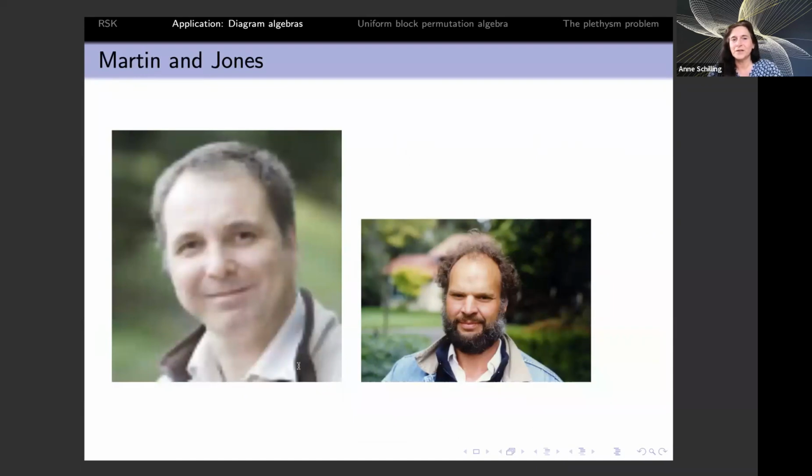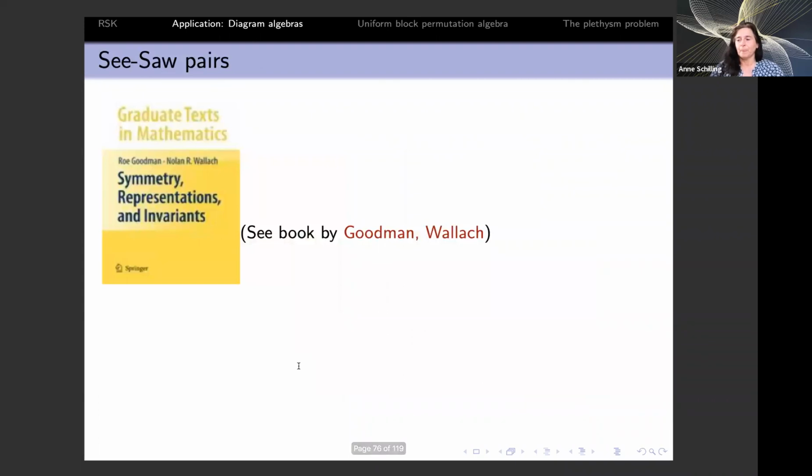Okay, so here are just some pictures of Martin and Jones. Now what I want to do is put those two results together in what are called seesaw pairs. And a very good exposition on seesaw pairs is given in this book by Goodman and Wallach.